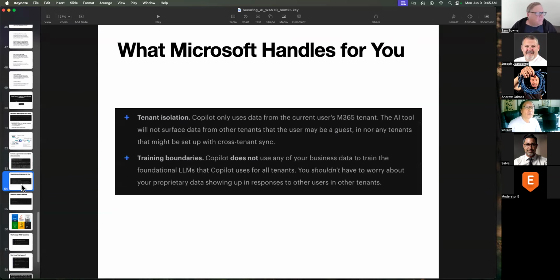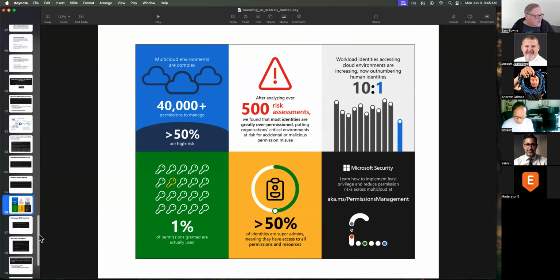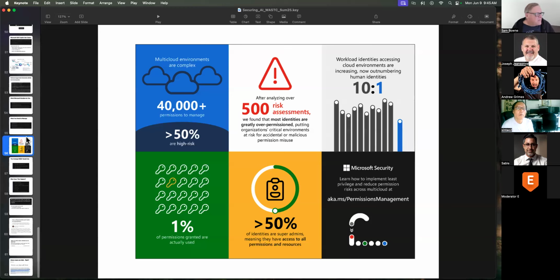All right. So Microsoft provides some levels of security here, but the problem is fundamentally this. There are so many permissions, multi-cloud environments. This is the problem with all cloud security. 40,000 permissions, and the human identities are outnumbered 10 to 1 by automatically generated non-human automated process identities. Only 1% of the permissions granted are actually used. 50% of the identities are super administrators with full access to everything. This is the problem. The cloud is a mess in terms of security right now, and it's fundamentally a problem of technical debt.